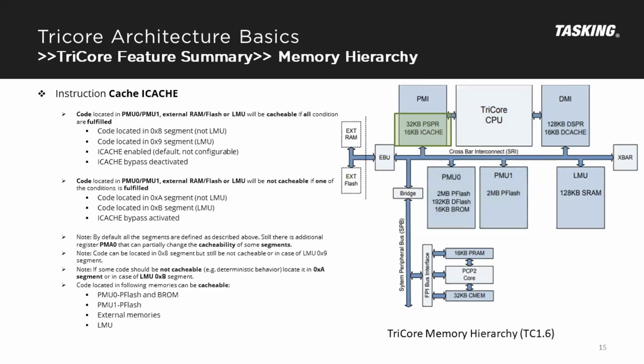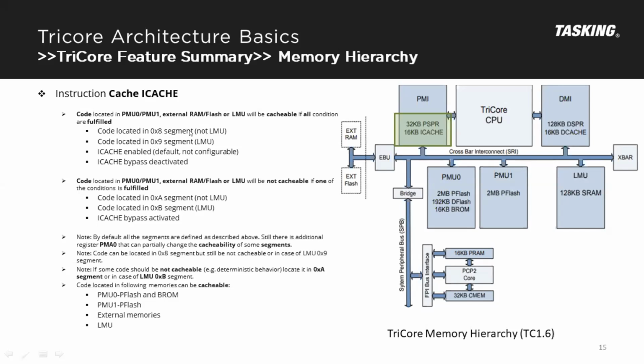Okay, so let's cover one memory at a time. Let's speak here about the instruction cache. The code that's located in the BMU0 or BMU1, or even LMU, or external RAM or external flash, could be cacheable. In order to make such code cacheable inside this instruction cache, you need to fulfill some conditions. First, you have to locate your code inside the 0x8 segment, if there is no LMU. And what does the 0x8 segment mean?